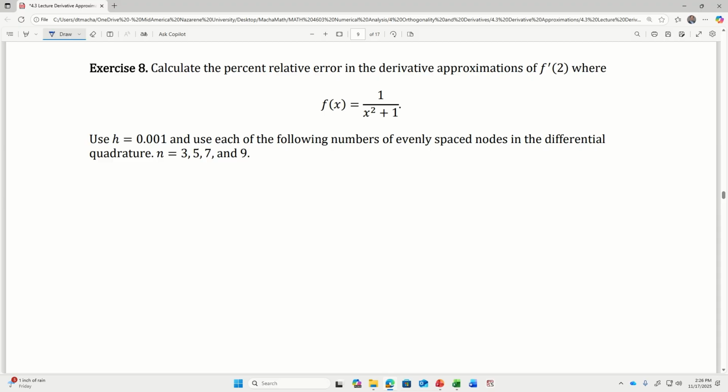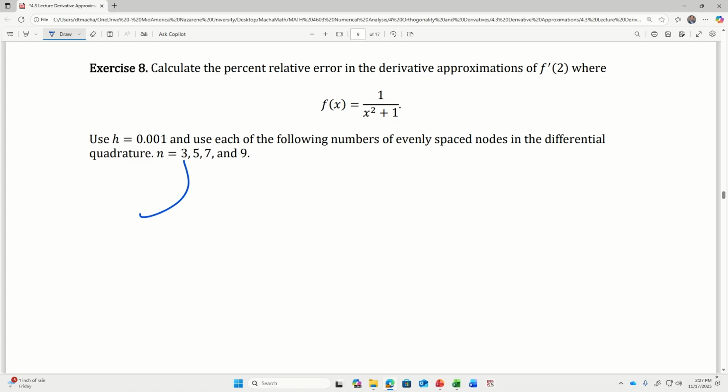So what we're going to do is calculate the percent relative error of the derivative approximations of f prime of 2, same function. We are going to use h equals 0.001, and we're not going to change that mesh size, because it's relatively small, but not too small where we're going to run into round-off errors. Instead of making h smaller, we are going to choose larger and larger numbers of nodes for the differential quadrature. We're going to use n equals 3, n equals 5, n equals 7, and n equals 9.